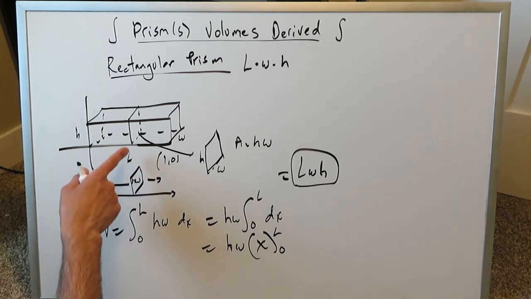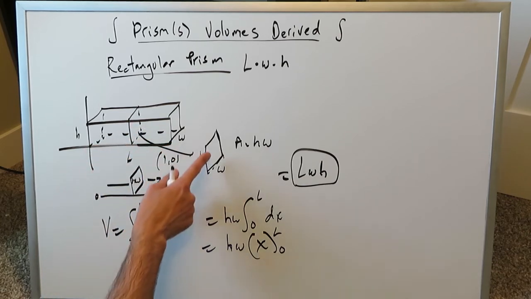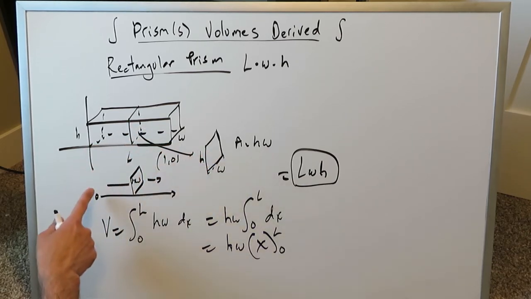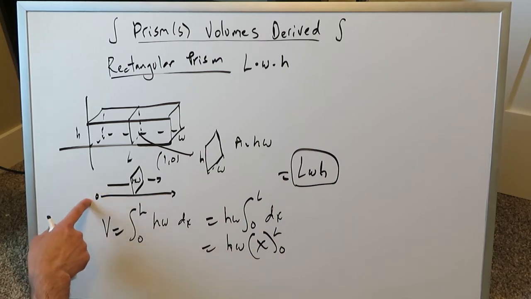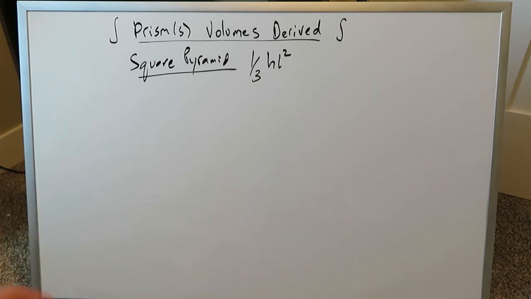Again, no different than the previous example. A cross-sectional slice is plucked out, it's visualized, the area of the slice is determined, and then that area is integrated from a lower limit to your upper limit L, and that's it. The volume of a square pyramid formula determination is slightly tricky.